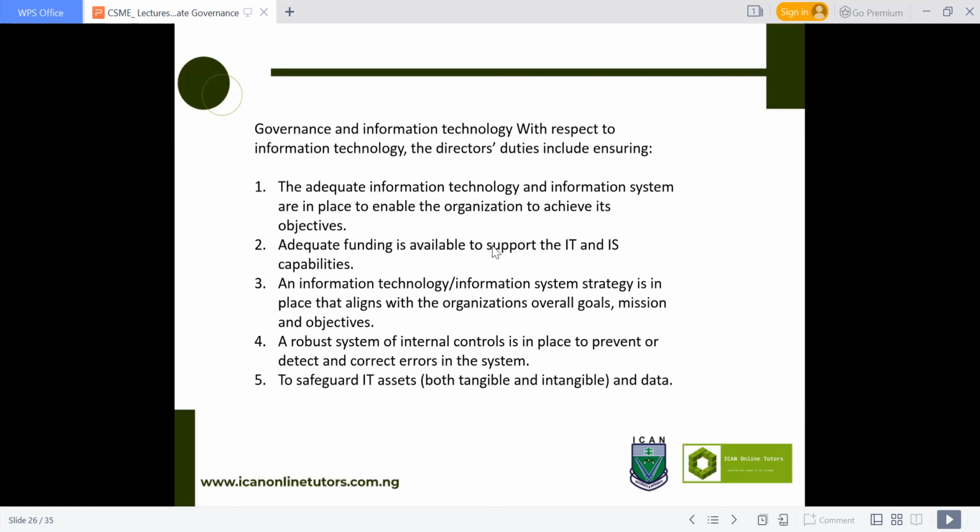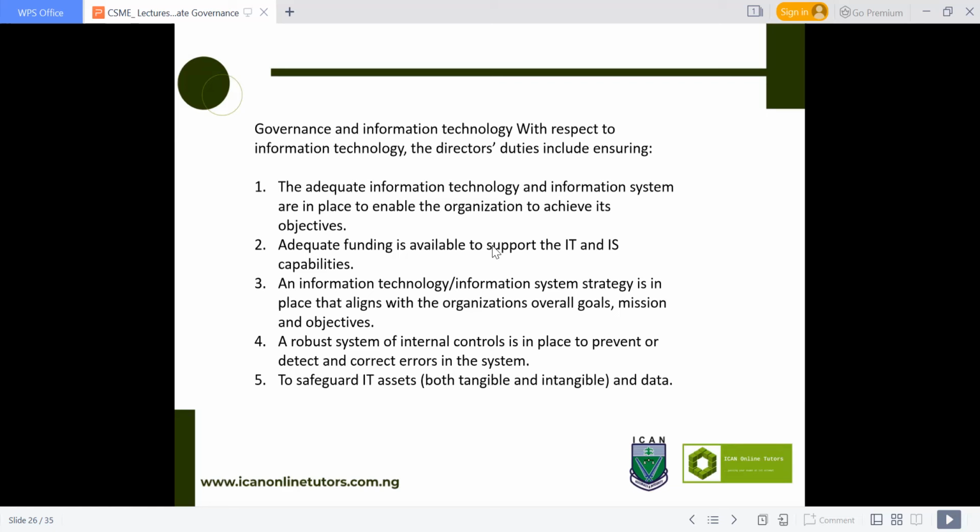Adequate funding is available to support the IT, information technology, and information system capability. Adequate funding, pay them. If they want to do any backup or they want to upgrade the server, pay them on time, let them do this thing. Adequate funding is what should be available for them.